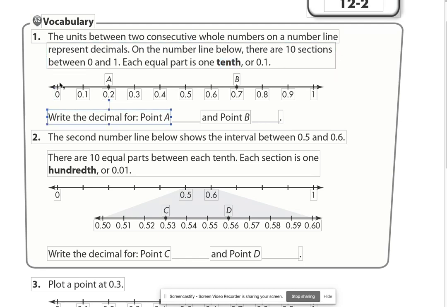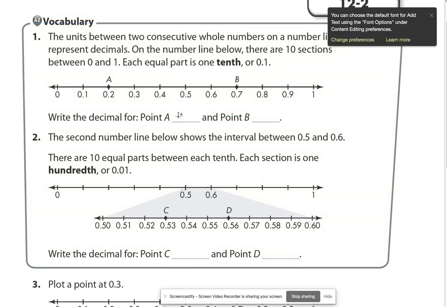Okay, so looking at this number line, I can see it is broken down by tenths. I see a point A and a point B. Write the decimal for point A. Well, that's pretty easy because I can see right here, A is at 0.2, 2/10. So let's go ahead and fill in that answer. 0.2.